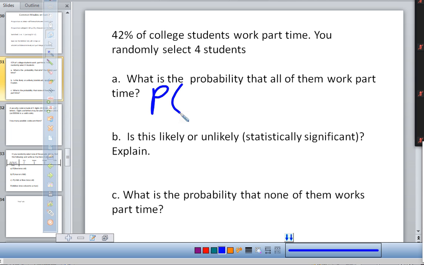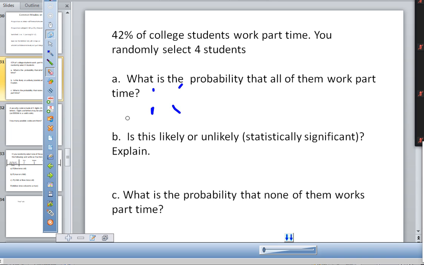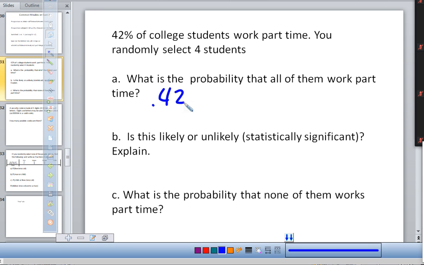What's the probability the first guy said work part-time? 42%. Great. 0.42. Perfect. Thanks. What's the probability the second person said yes? 0.42. Same thing, right? What's the probability the next person said yes? 0.42. And the last person, the fourth person, said yes? 0.42. Because remember, we're talking about students. There's a lot of them. I'm only picking 4, but out of all of the students. Now, I want this to be yes and this one, and this one, and this one.